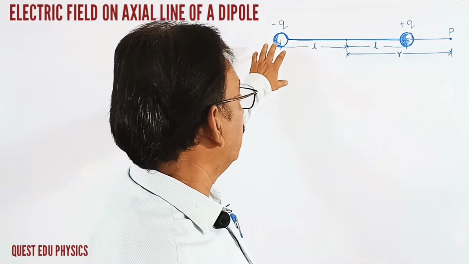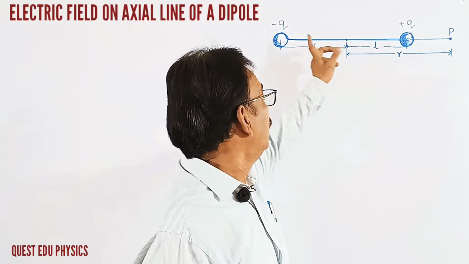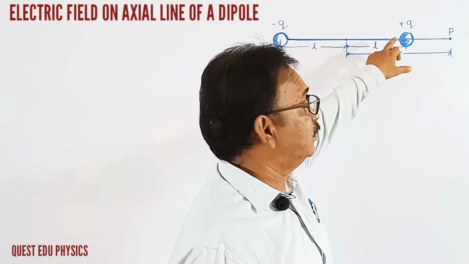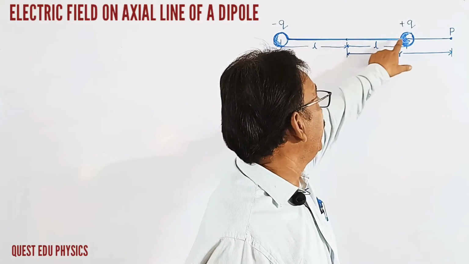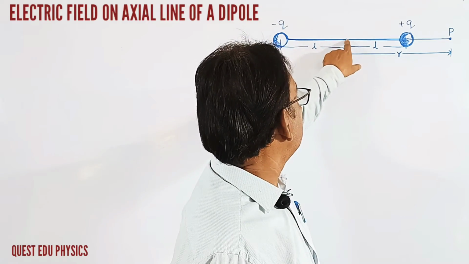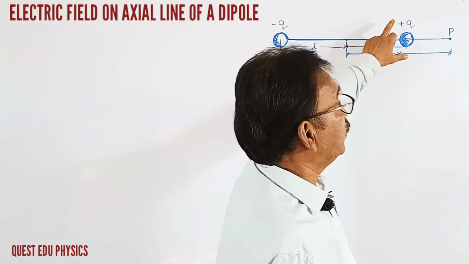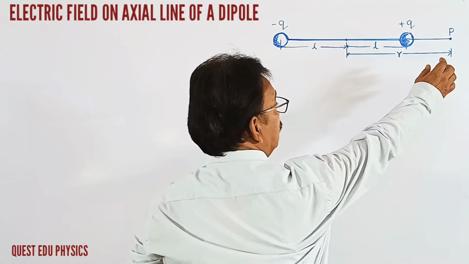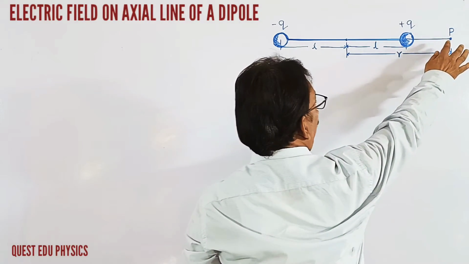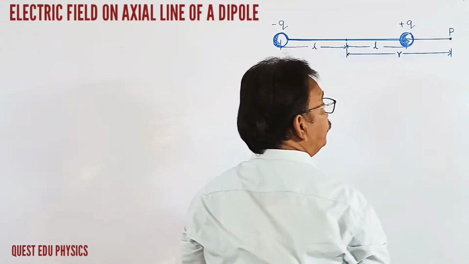Let's say these two charges. We are finding the electric field intensity on the axial line. Axial line means what? The line which is joining the two charges. These two charges are separated by a distance equal to 2L, students. From the center it is L, and from here to here it is L. It is a negative charge and a positive charge. And we are taking a unit charge at P. We are trying to find the field due to these charges at point P.